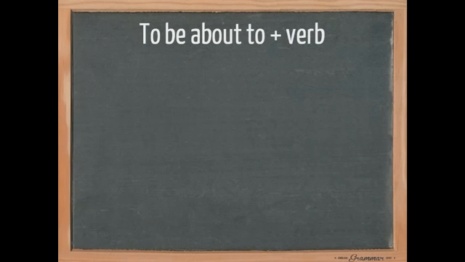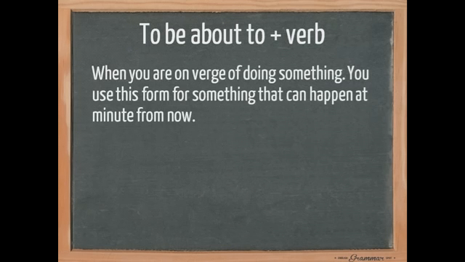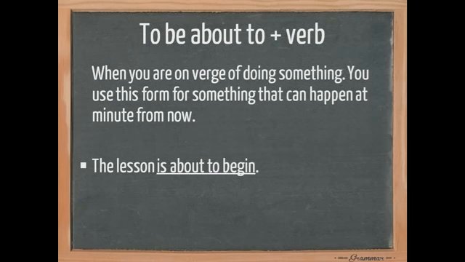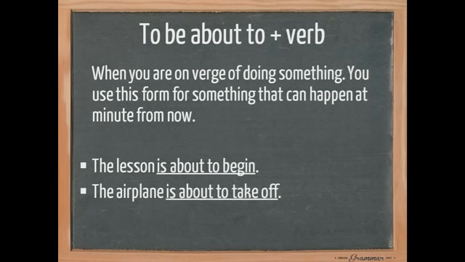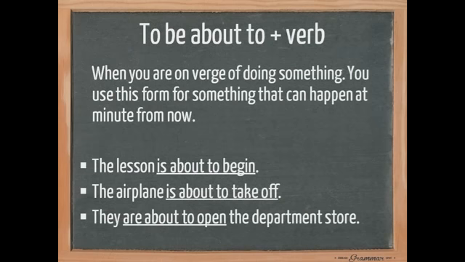Another form to talk about the future is to use to be about to plus the base form of the verb. We use this form when you are on the verge of doing something. You use this form for something that can happen at any minute from now. The lesson is about to begin. The airplane is about to take off, and they are about to open the department store.